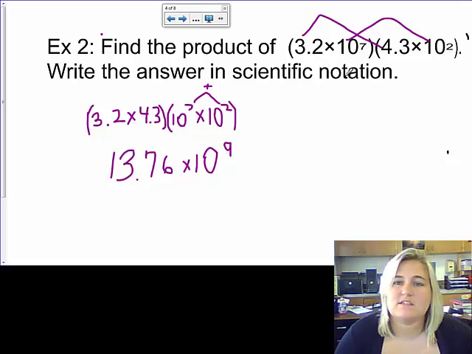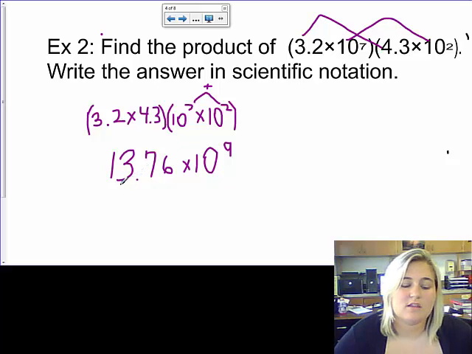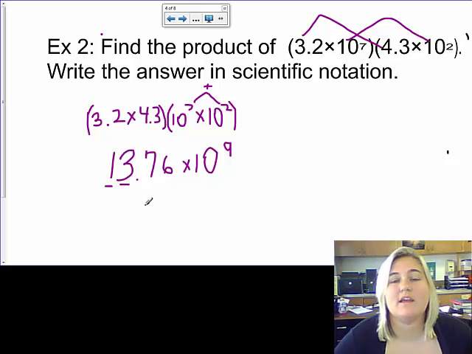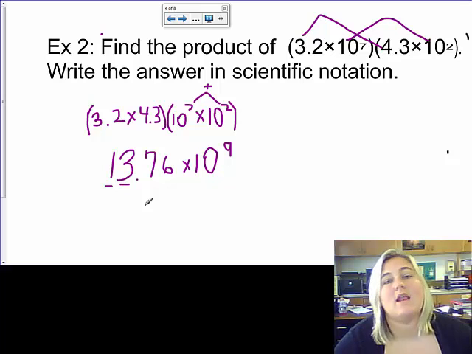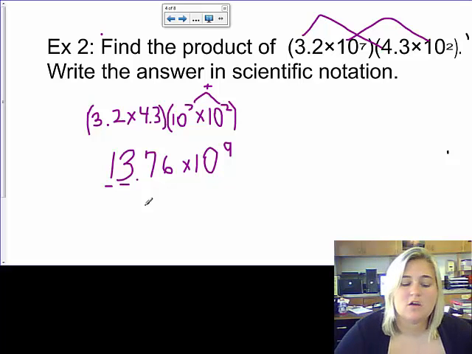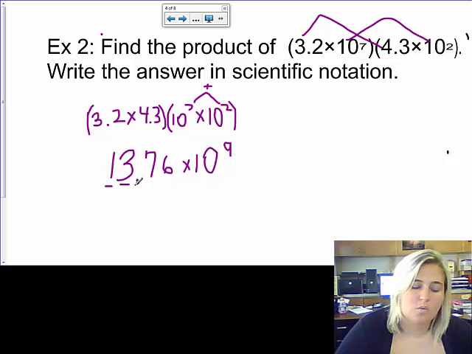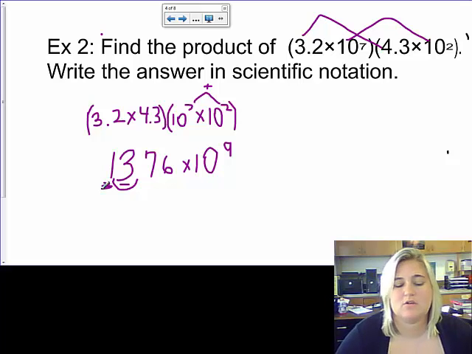Take a second to see if you can figure out why it's not in scientific notation. The reason is that there are currently 2 digits in front of that decimal, and I'm only allowed to have one non-zero digit, and there are 2. So I have to move it one time, so that there's now only one non-zero digit in front of the decimal.